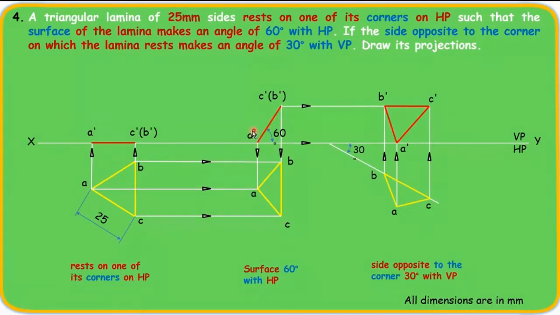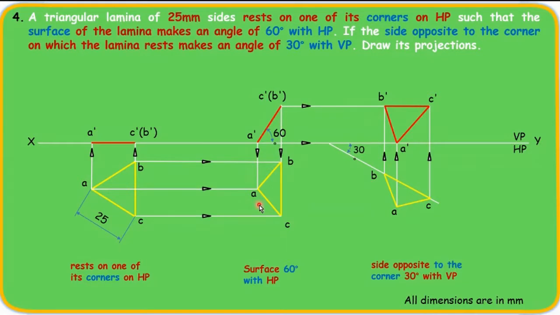If it is resting on an edge, two corners of the plane will come here. If it is resting on a corner, only one corner of the plane will come here. You can see here it is resting on this point, that is A. Once you draw this, you have to draw the projection lines and obtain this top view. So this completes your second step.